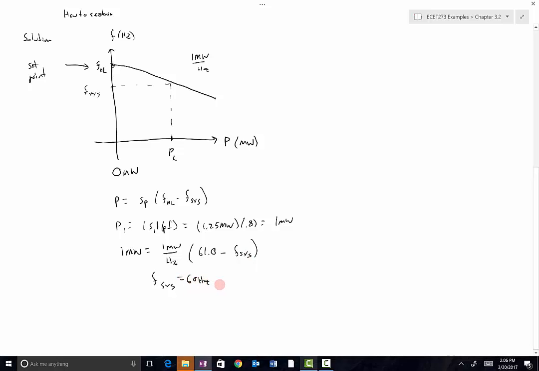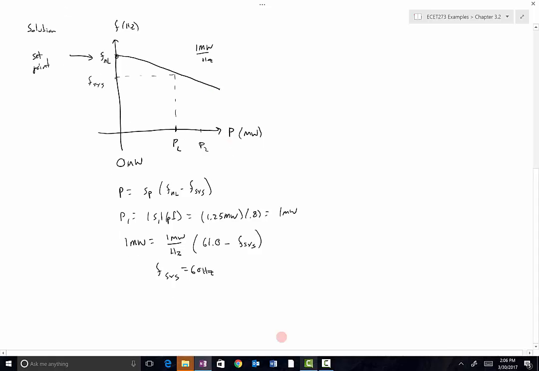So this generator, if it's set to a no-load frequency of 61 hertz and is also delivering 1 megawatt of real power, will operate at a system frequency of 60 hertz. But along comes this second load. Somebody's attached something else to it. So we know that the generator is going to get a P2 here, which means its frequency is going to decrease from the 60 hertz that we just solved for.